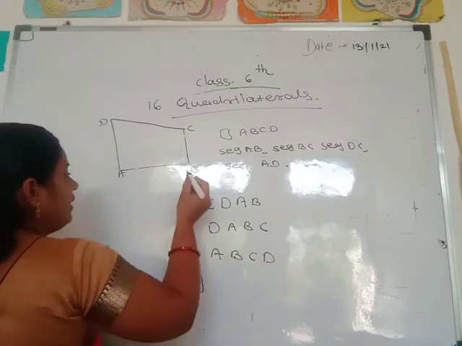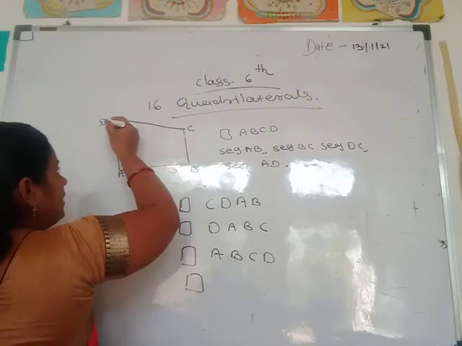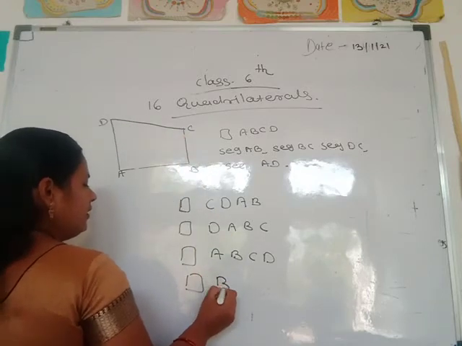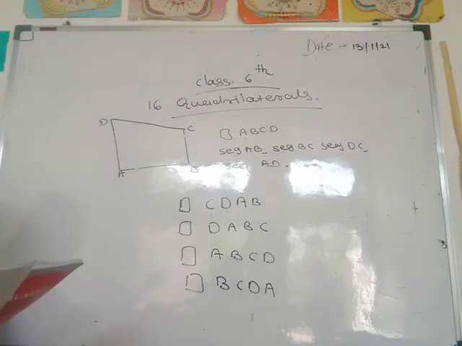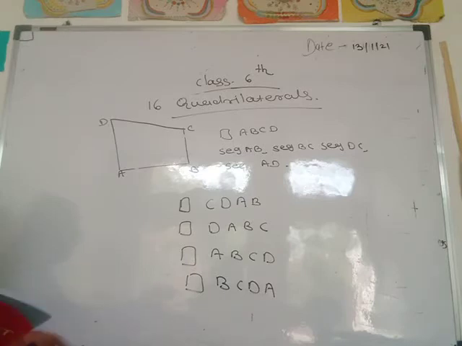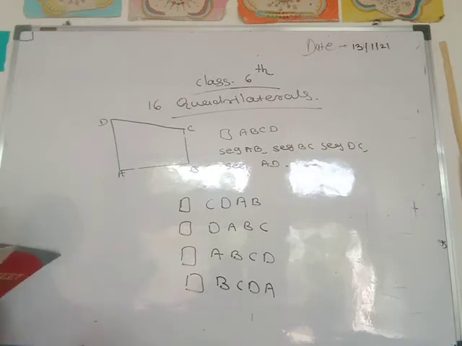Again, BCDA. These are the four ways of reading this quadrilateral. When writing, a quadrilateral sign like this is put in place of the word quadrilateral. Then you read the quadrilateral in a clockwise or anti-clockwise direction.